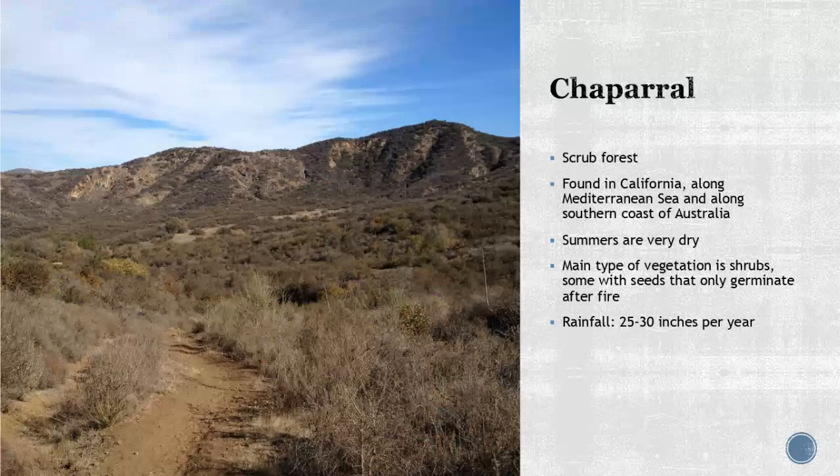Now, chaparral, this is known as a scrub forest, and you'll find these mostly in California, along the Mediterranean Sea, and the southern coast of Australia. These are noted for very dry summers, and you're going to see mostly shrubs, not a lot of trees, and they are also subject to a lot of fire. They only get a minimal amount of rain, 25 to 30 inches per year. There wasn't a lot of information on this one in the book.